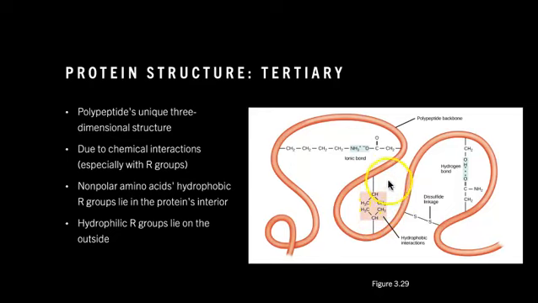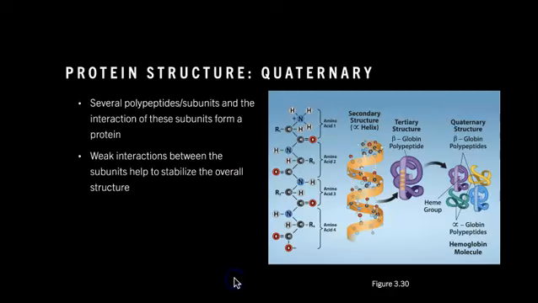sometimes have our hydrophobic R groups lie more on the interior of the protein because they're avoiding water or the surroundings. And then we also have our hydrophilic R groups lie more on the outside. So when a protein loses its 3D shape, it may not be functional. So this is a crucial step in creating the structure of the protein.